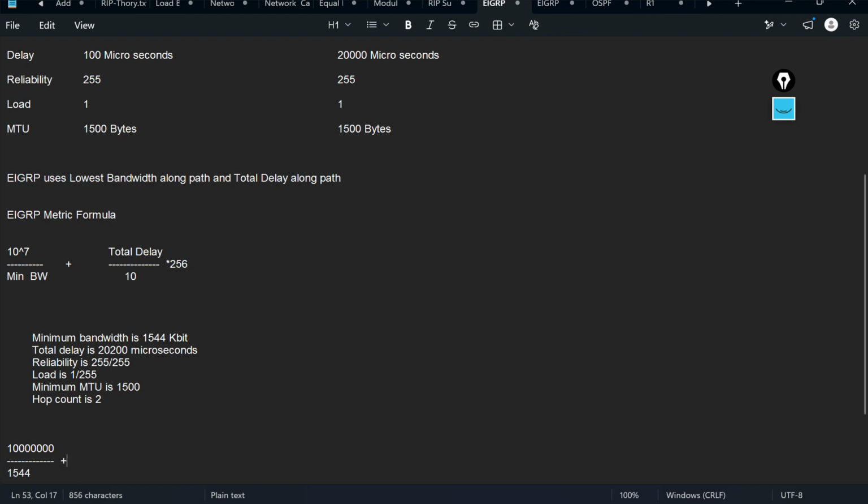Plus the total delay. What is the total delay? Here, see here, 20,200. 20,200 divided by 10, multiplied by 256.